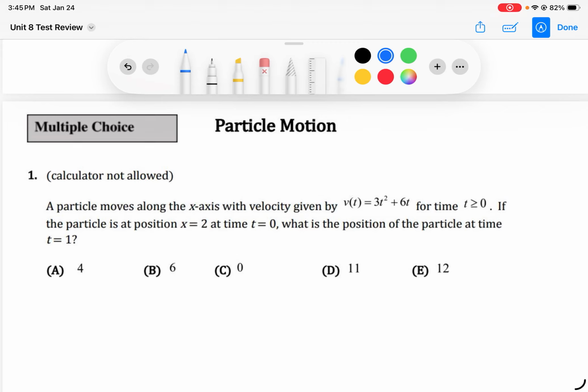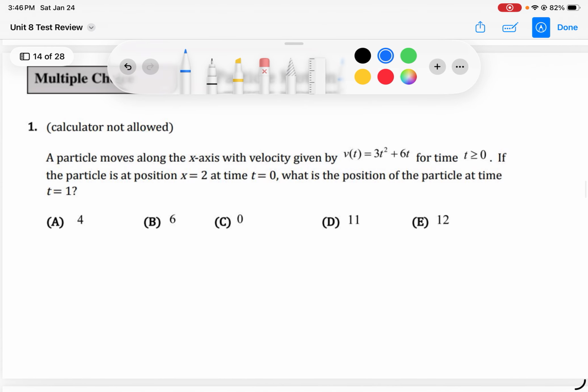Alright guys, in this video we're going to do some particle motion multiple choice questions and an FRQ question. So it says a particle moves along the x-axis and the velocity is given by that quadratic equation, and this only works for time greater than or equal to 0. If the particle is at position 2 when time is 0, what is the position of the particle at time 1?